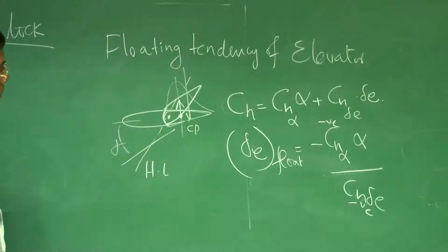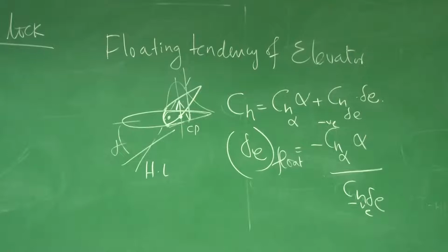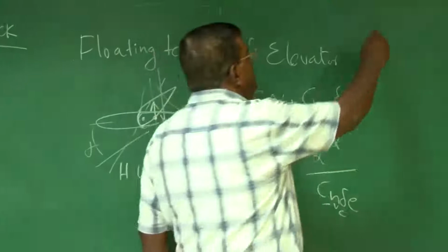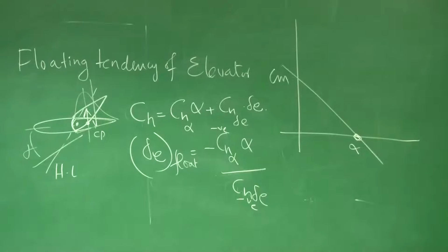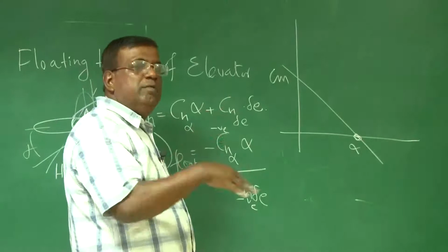So the message was, if you really want to trim an airplane for a particular alpha, the CM versus alpha graph will tell you how much alpha is required to trim the airplane, such that lift equals weight. How do you get that alpha? You want to pitch up, so use the elevator and pitch it up.